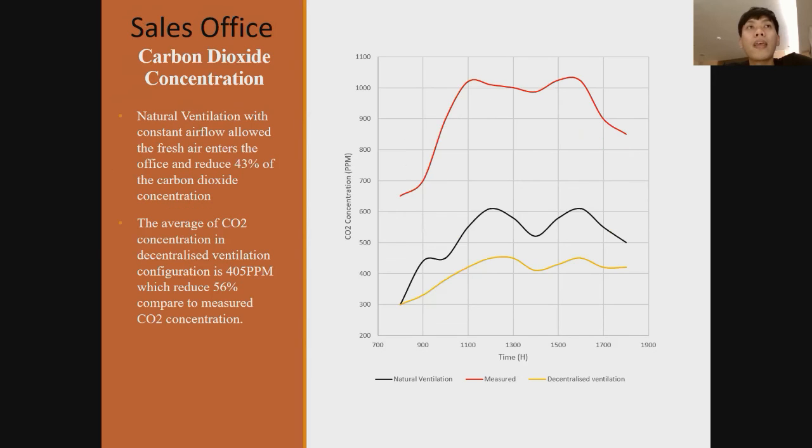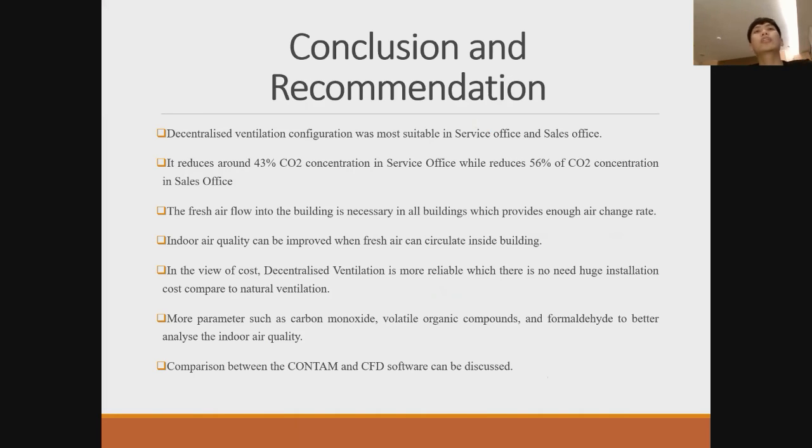However, for the carbon dioxide concentration, natural ventilation with constant airflow allowed fresh air to enter the office and reduced the carbon dioxide concentration by 43%. The average CO2 concentration in the decentralized ventilation configuration is 405 ppm, which reduced 56% compared to the measured CO2 concentration. So, in conclusion and recommendation, the decentralized ventilation configuration was the most suitable for the service office and sales office.